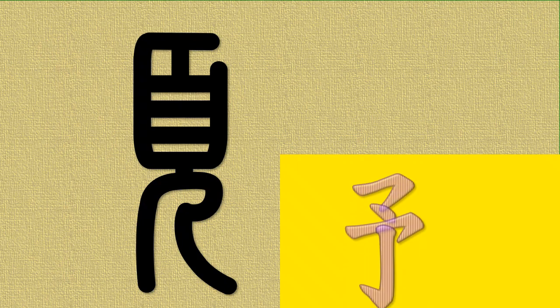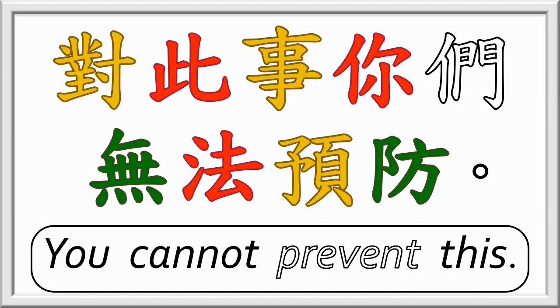Joined together, 予 and 耶 make up the fourth tone character 予, meaning to crane one's neck, stretching and extending the head forward to see what's ahead. This now means to prepare or make ready, do something in advance, making it very useful when paired with today's first character, 预防, meaning to prevent something from happening. 对此事，你们无法预防. You cannot prevent this.